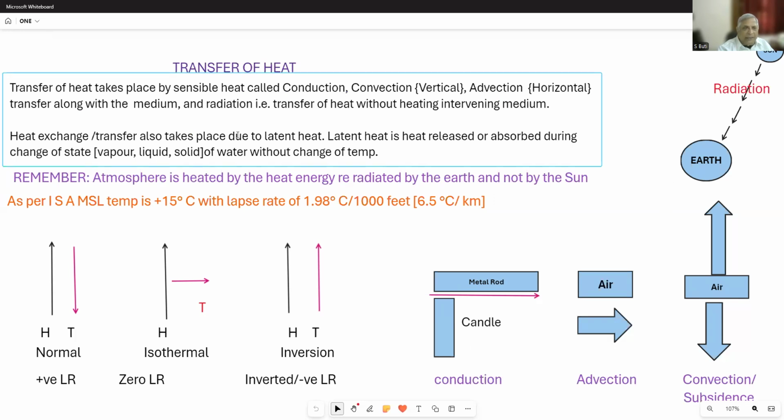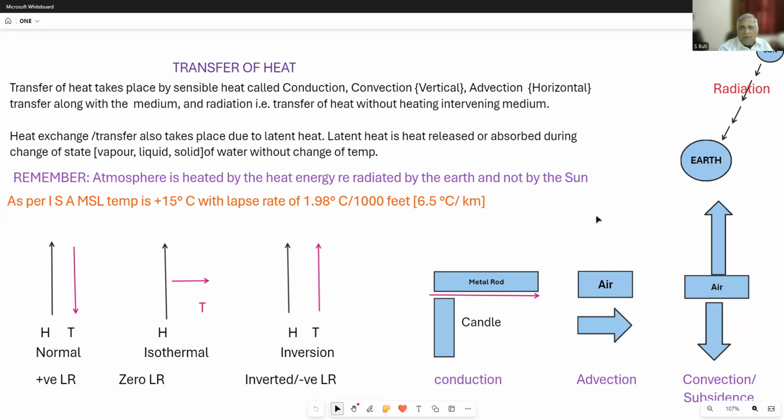And latent heat is the heat released or absorbed by a parcel of air during the change of state of vapor to liquid, water to solid, or solid to liquid and vapor. The heat energy is either released or absorbed without change of temperature.